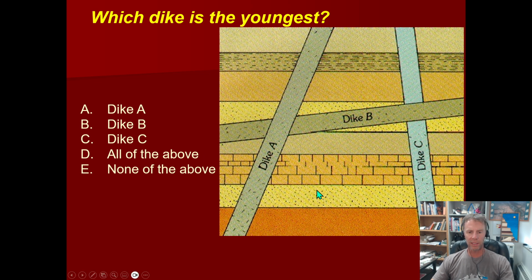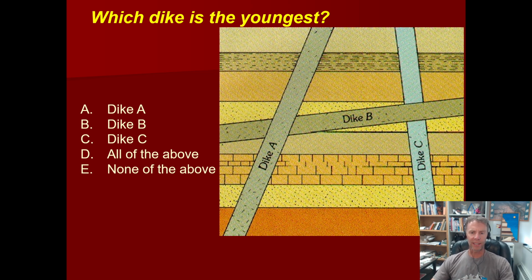So here we have a sequence of sedimentary rocks, these colors in the background. And then we have three different dikes that cut these rocks: dike A, dike B, and dike C. Your job is to figure out which of those three dikes is the youngest. So go ahead and pause the video if you need some time to figure that out.